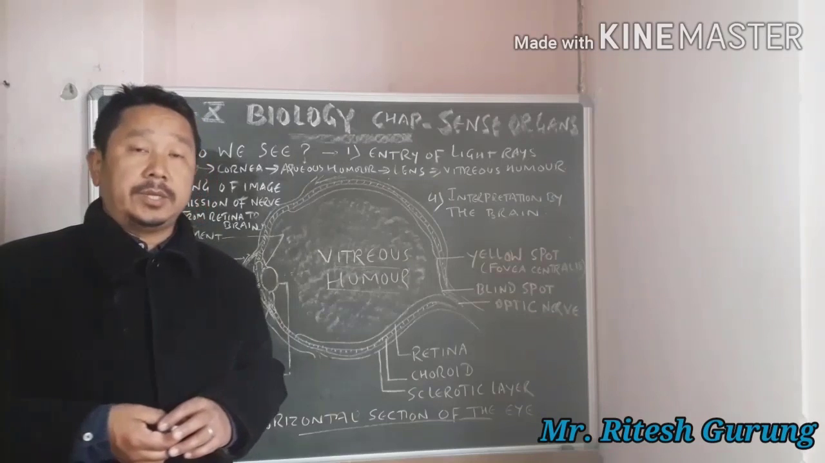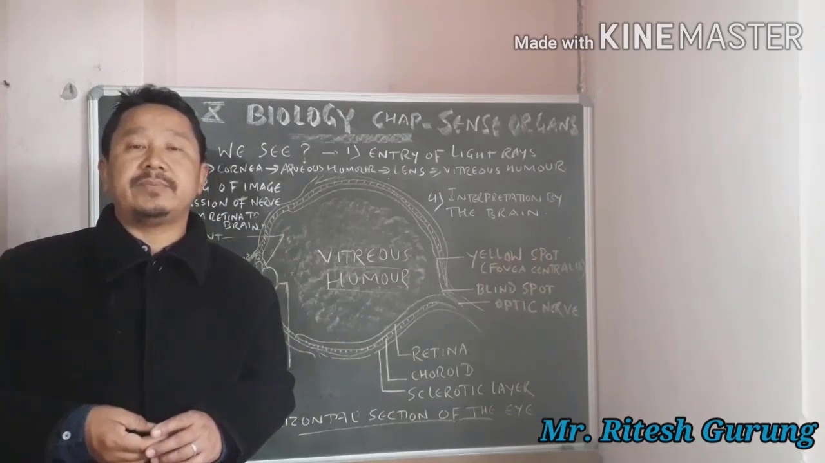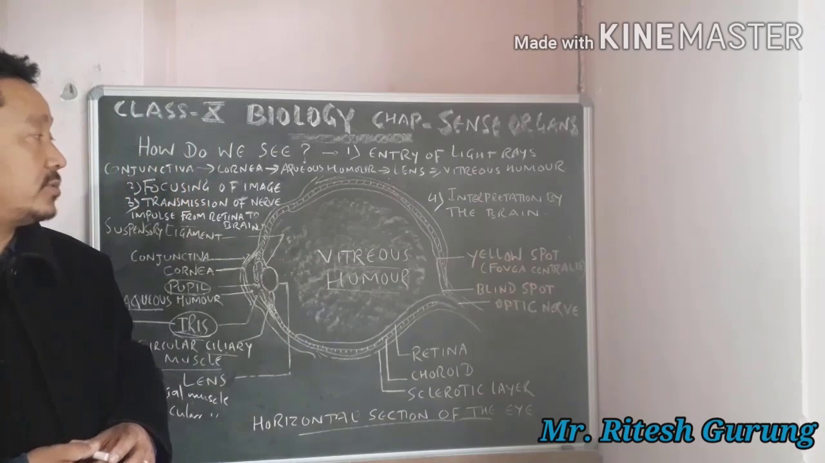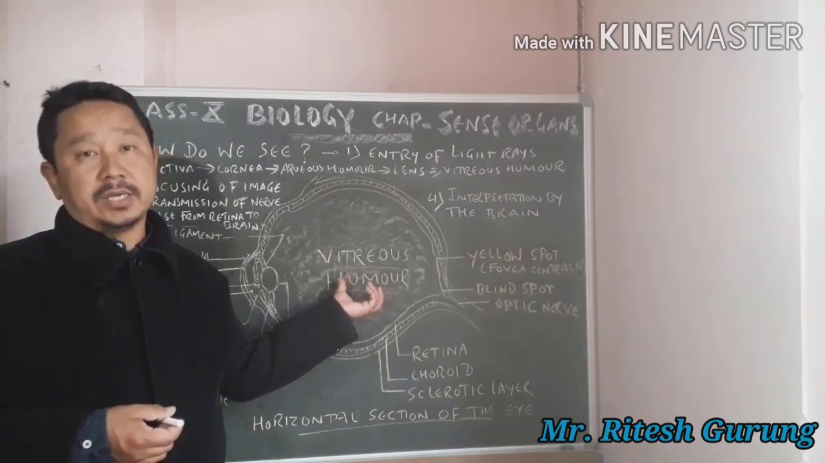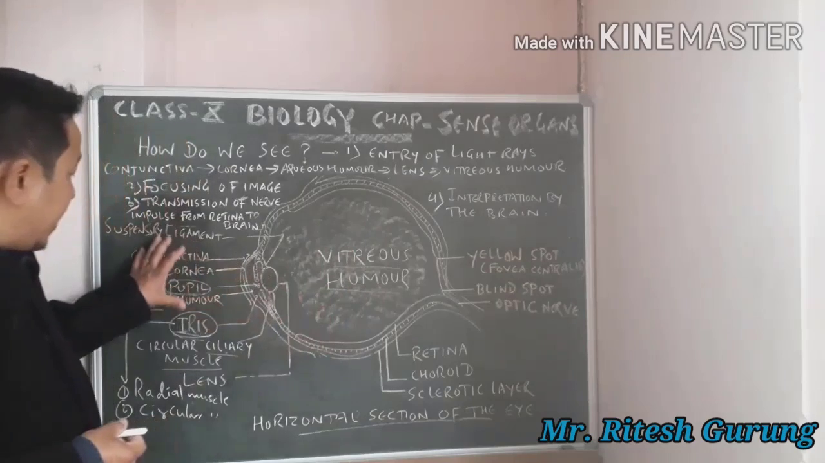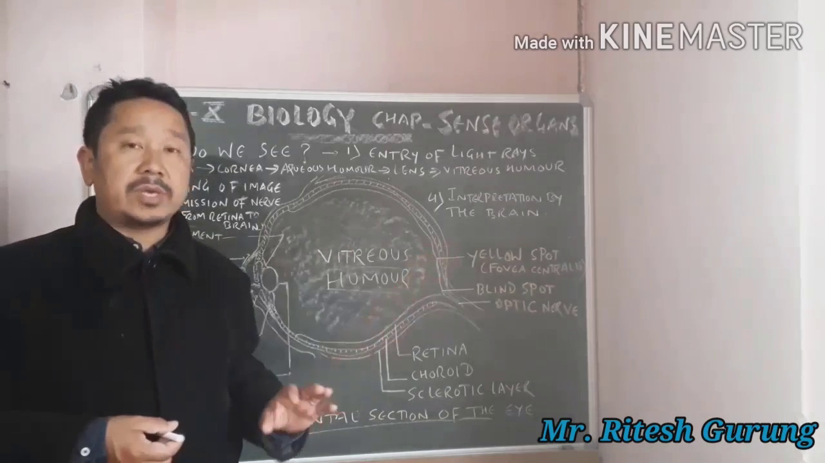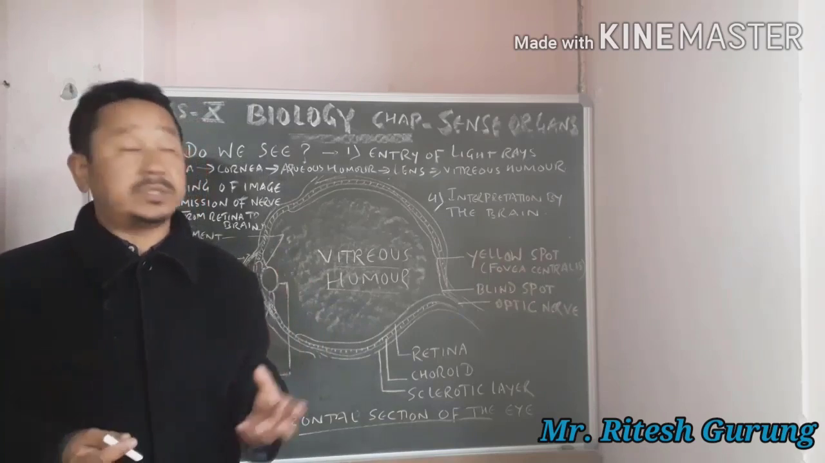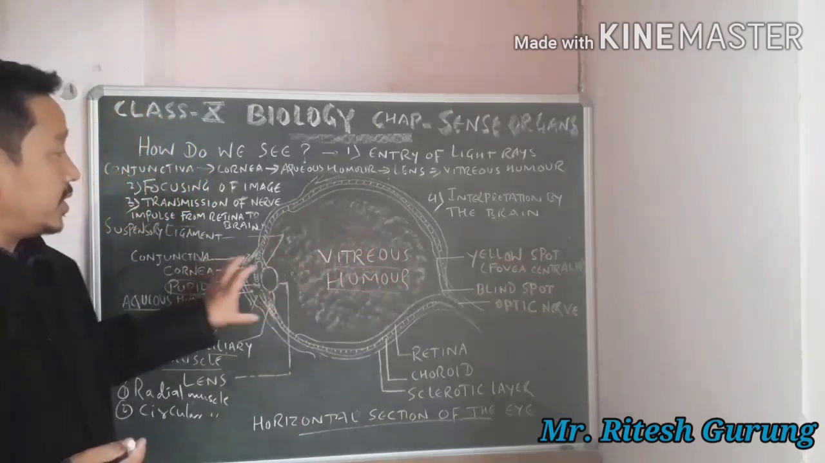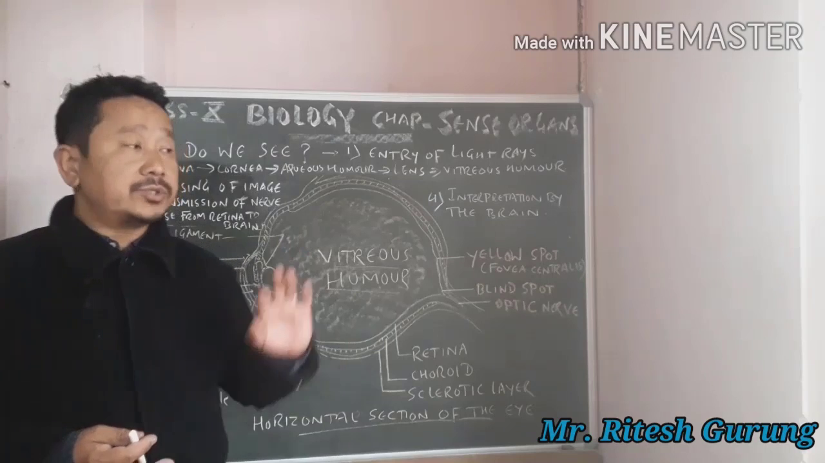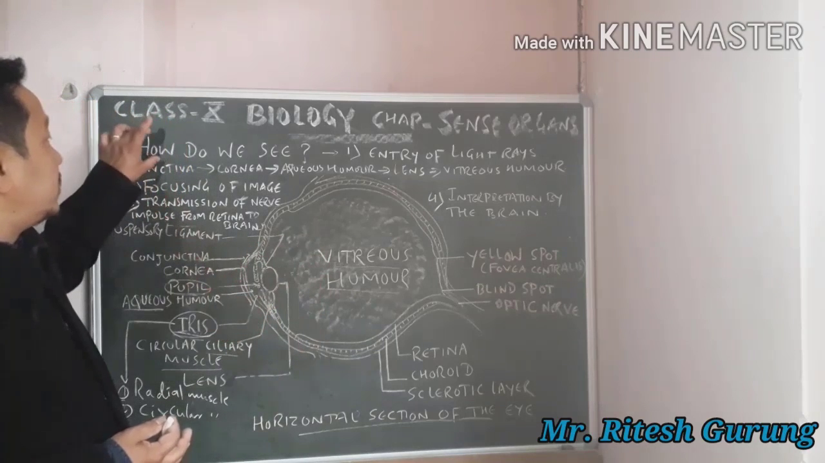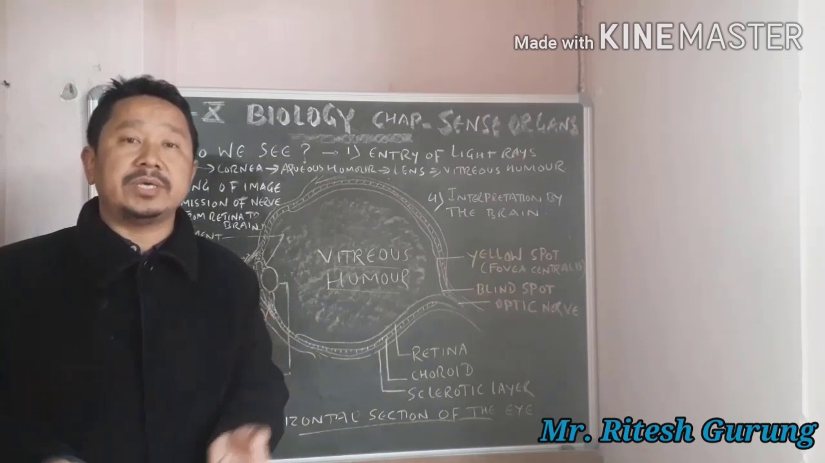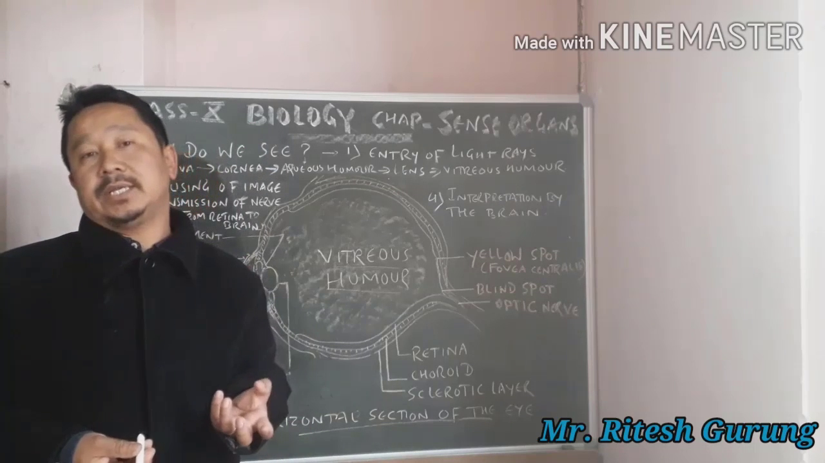Children, we'll continue chapter number 11, that is sense organs. In the last session we had a talk about the structure of the human eye, where we found the number of parts shown in the diagram. We even tried to discuss all the functions of all the parts shown here in the diagram. Today we'll start with this point: how do we see, or how is the image formed in the eye?